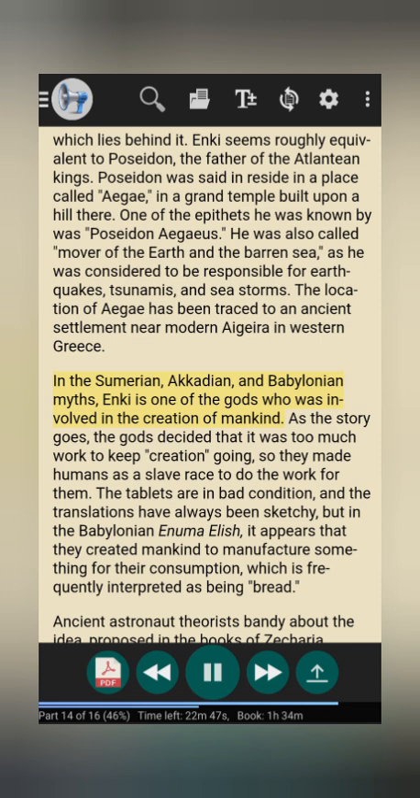In the Sumerian, Akkadian, and Babylonian myths, Enki is one of the gods who was involved in the creation of mankind. As the story goes, the gods decided that it was too much work to keep creation going, so they made humans as a slave race to do the work for them. The tablets are in bad condition, and the translations have always been sketchy, but in the Babylonian Enuma Elish, it appears that they created mankind to manufacture something for their consumption, which is frequently interpreted as being, quote, bread.